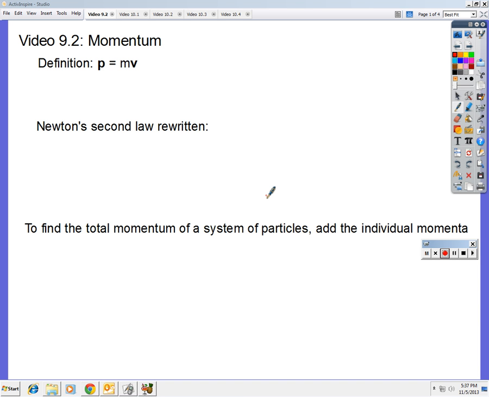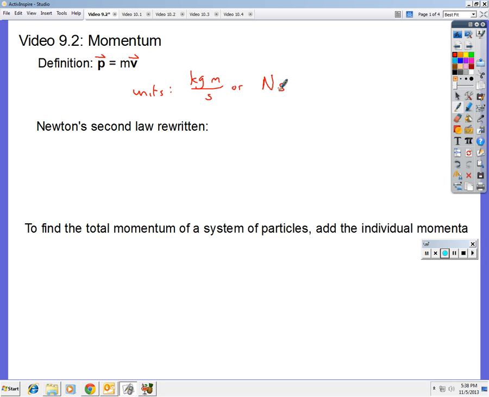Now, you should probably remember from last year the definition of momentum, p equals mv. p is momentum. And remember that it is a vector quantity and that it has the same direction as a particle's velocity. The units are the kilogram meter per second, which is the same thing as the newton second.